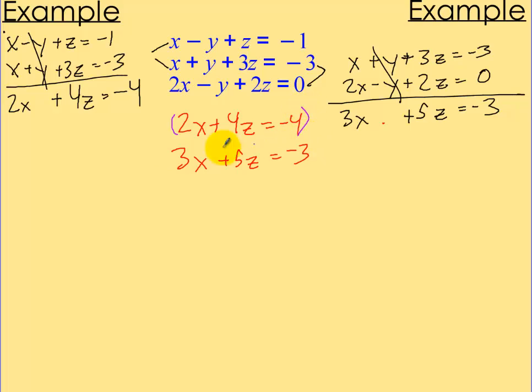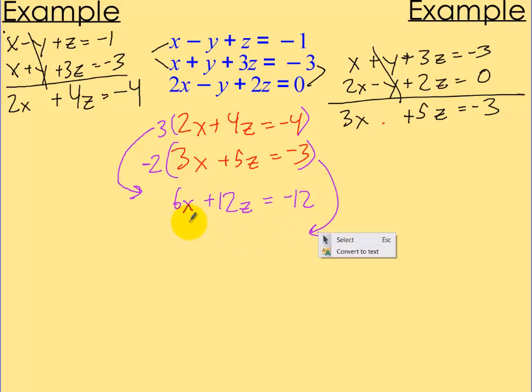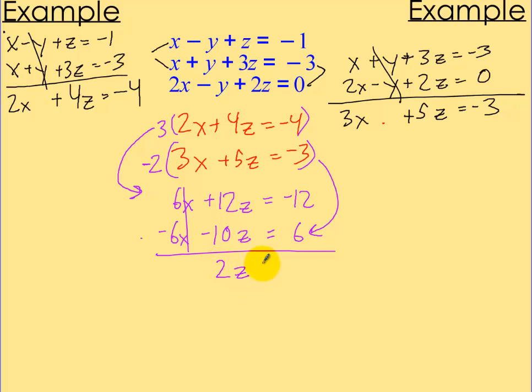So I'm going to have to multiply the top one by the coefficient at the bottom, 3, and the bottom one by the coefficient on the top, 2, but I've got to make one of these negative, so make the bottom negative 2. When I multiply these equations, I'm using an arrow. 3 times 2x is 6x, 3 times 4z is plus 12z, and 3 times negative 4 is negative 12. For the bottom equation, it's going to become negative 6x, negative 2 times 5 is minus 10z, negative 2 times negative 3 is positive 6. So when you add those up, the 6x cancels, 12 minus 10 is 2z, equals negative 6. Divide by 2, and you've got z equals negative 3.